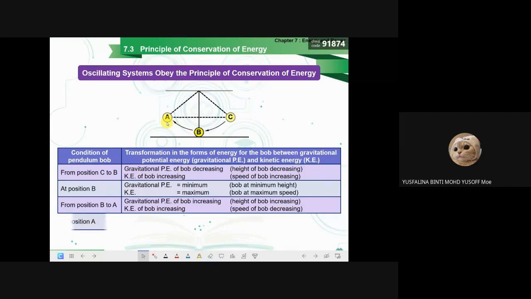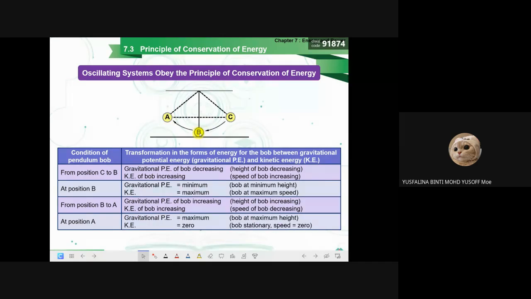And again, the last one, at position A. When it reaches A, all the kinetic energy has already changed to gravitational potential energy. So all the energy has already changed. Let's say this is 50 joules of kinetic energy. At point A, the gravitational potential energy is 50 joules. All the kinetic energy has already been converted.